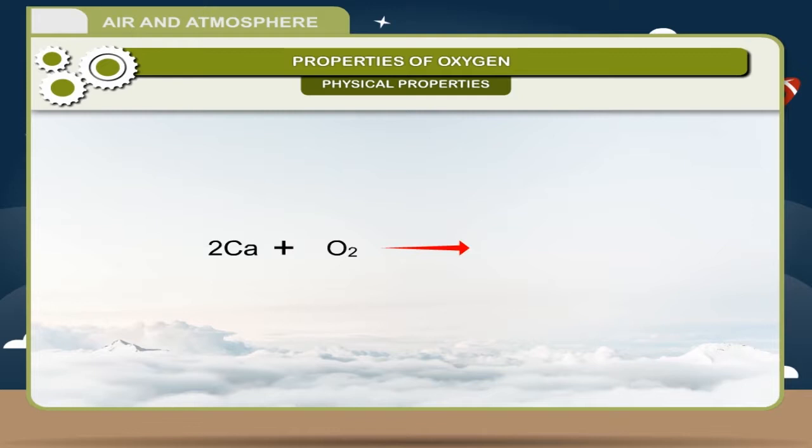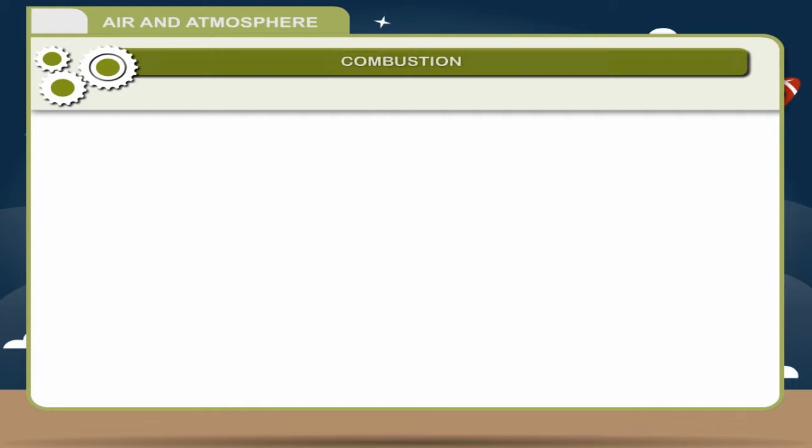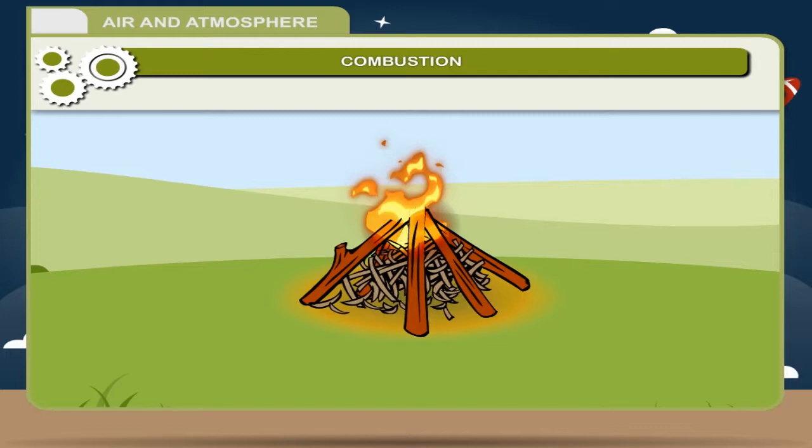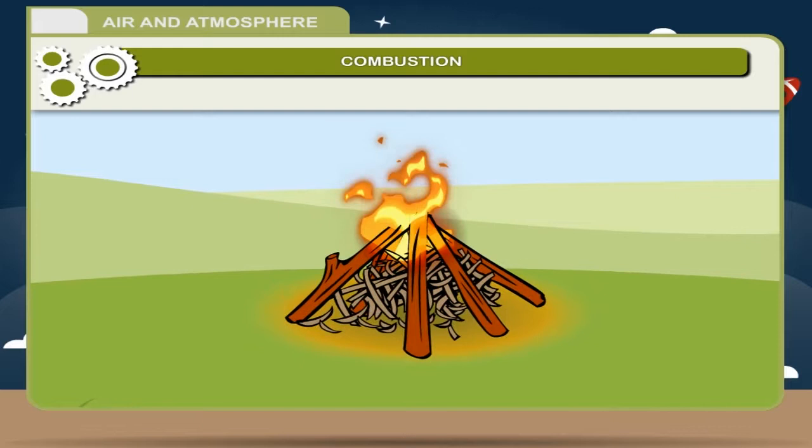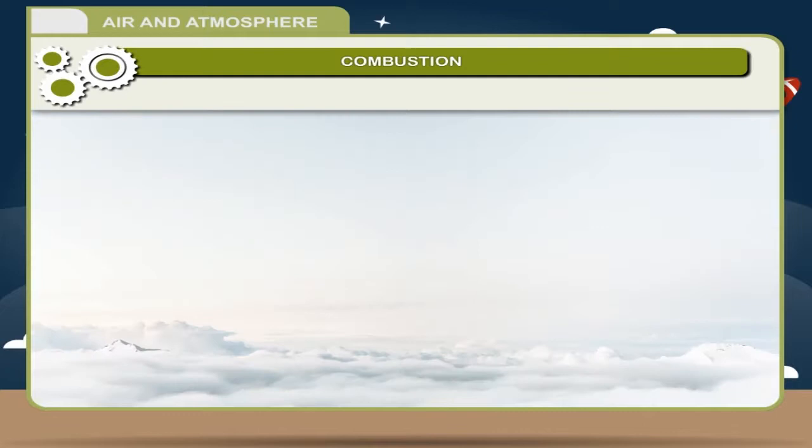Combustion. Burning is a fast oxidation process generally accompanied with evolution of heat and light. In common terms, burning is connected to a reaction where a compound on oxidation usually produces CO2 and H2O.